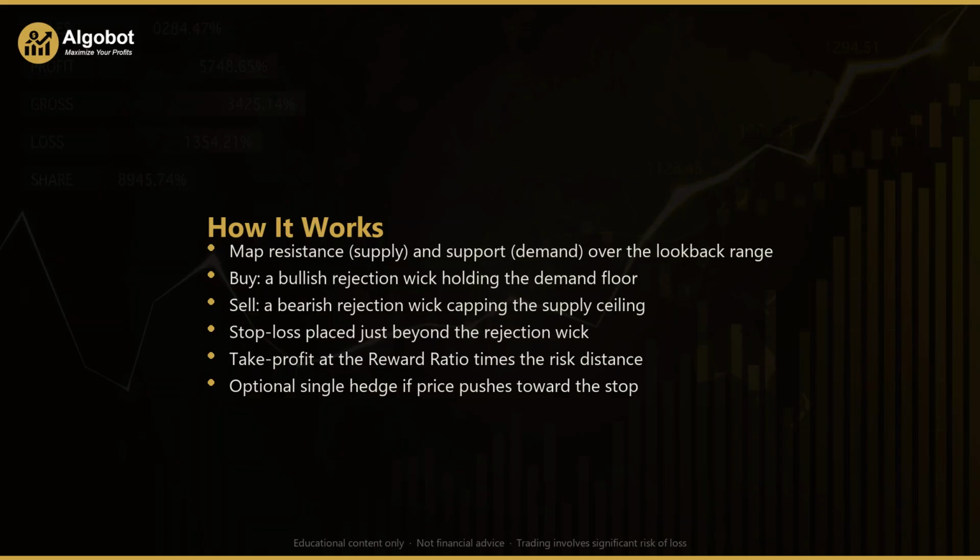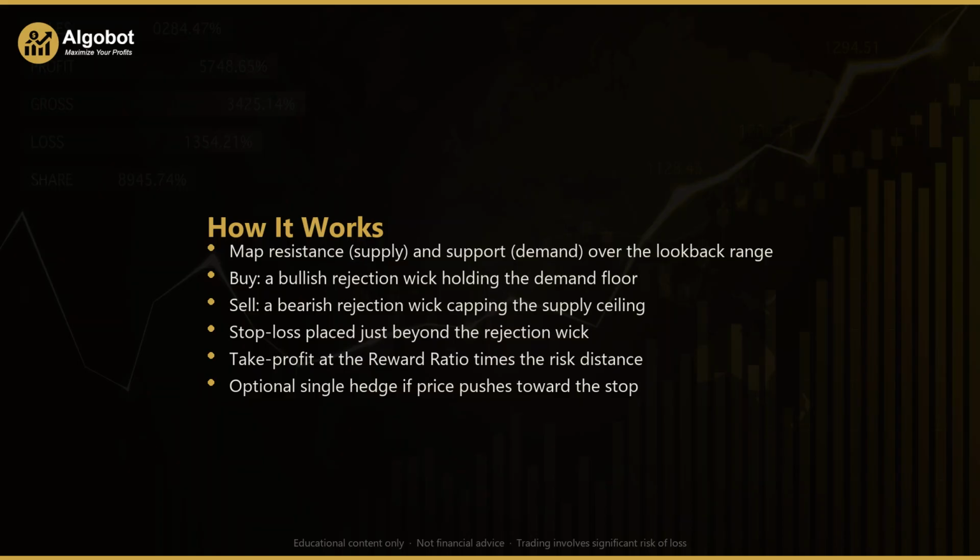Now the two signals. For a buy, the strategy needs three things at once. The candle's low must dip into the demand zone, within a tolerance band set by the zone tolerance parameter. The lower wick must be long enough to satisfy the wick ratio, and the candle must close higher than it opened. When all three line up, that's a bullish rejection of support, and the strategy signals a buy. The sell is the mirror image. The candle's high must reach into the supply zone, the upper wick must be long enough, and the candle must close lower than it opened. That's a bearish rejection of resistance, and the strategy signals a sell.